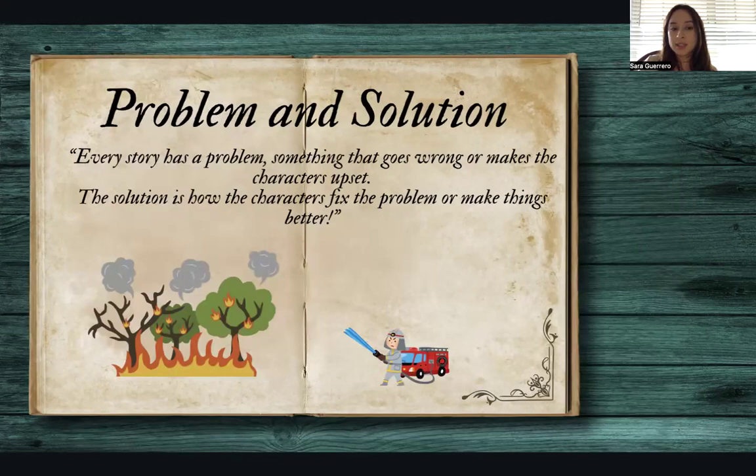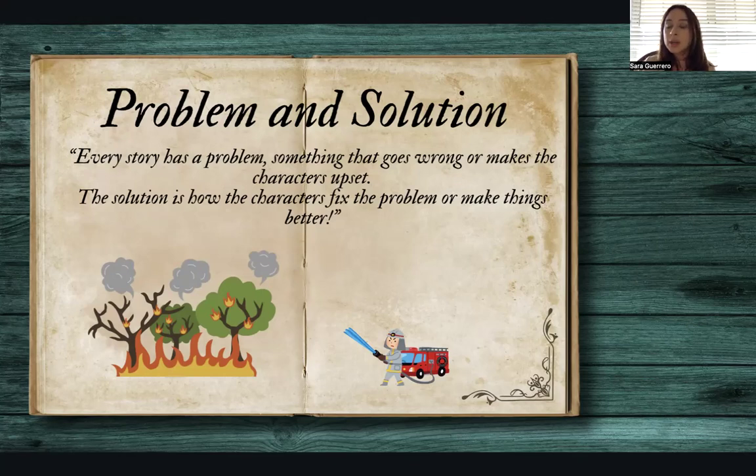A problem and solution, okay? Every story has a problem, something that goes wrong or makes the character upset. The solution is how the character fixes the problem or makes things better. So here we have a burning forest. Oh no, oh no, oh no. How are we going to fix it? This is a more simple one, something for you to visualize that there's a problem and we have a solution. We have a firefighter who came to rescue the forest. They're going to put the fire out.